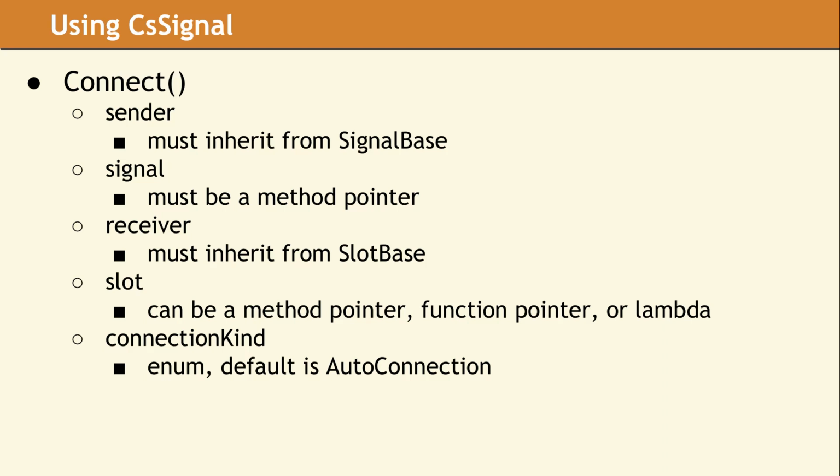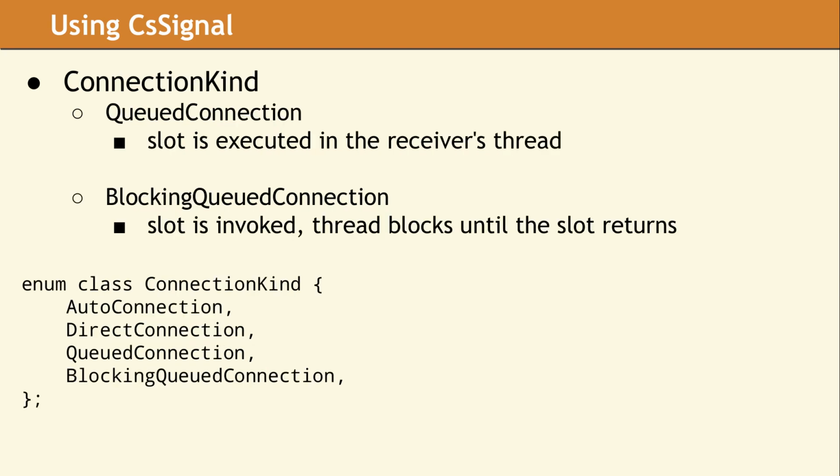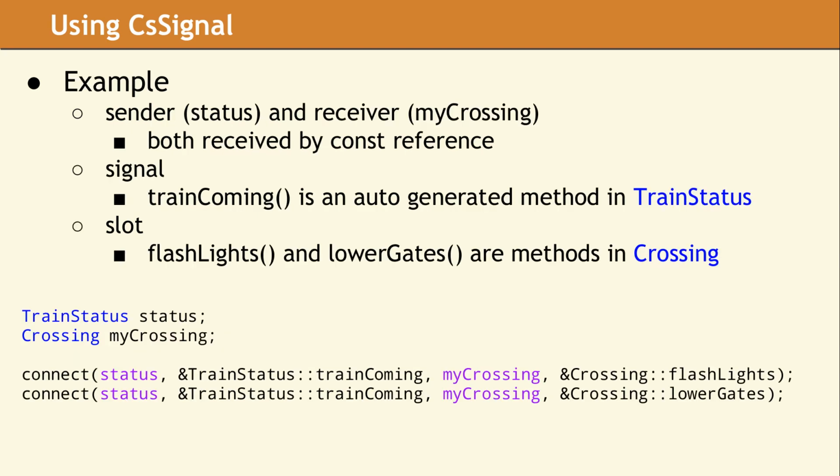This function takes 5 parameters, although the 5th one is optional. The 5th parameter is used if you want a slot to be called on a particular thread. It gives you options for specifying whether the slot should be invoked directly, through a thread queue, or through a blocking thread queue. As noted in the prior slide, the default is auto connection, and in most cases this is what you want. In this sample code, we have 2 calls to connect.